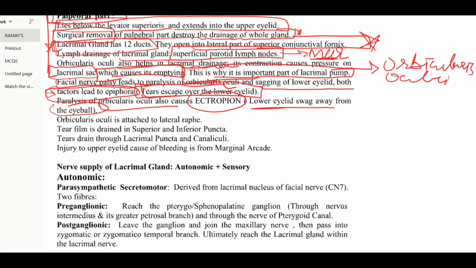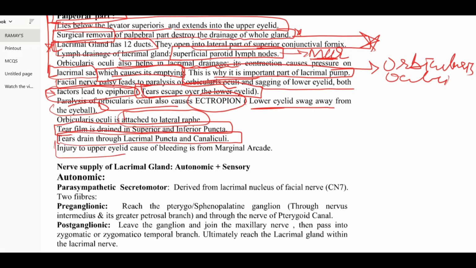So, orbicularis oculi muscle is attached to the lateral raphe. Tear film is drained in the superior and the inferior puncta. We have already studied this structure, puncta. Tears drain through the lacrimal puncta and the canaliculi. There are upper and lower canaliculi.